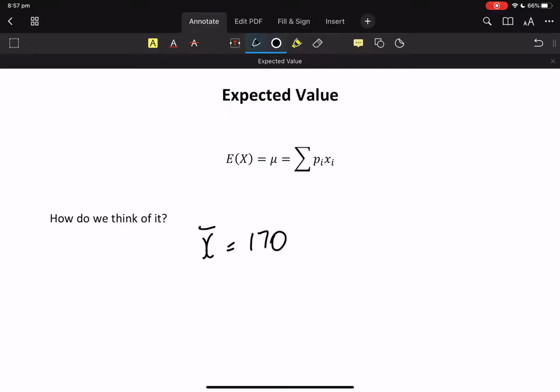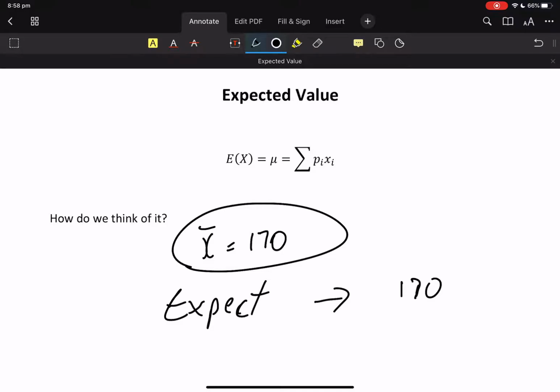So I randomly select one person out of my class, out of those 500 kids. I'm just going to say, hey, you, pop up here. What would you expect their height to be? How tall do you think they would be? What's the most likely outcome of their height? Would you be happy to say that that's 170? It's most likely that they're going to be an average height, the average being X bar.